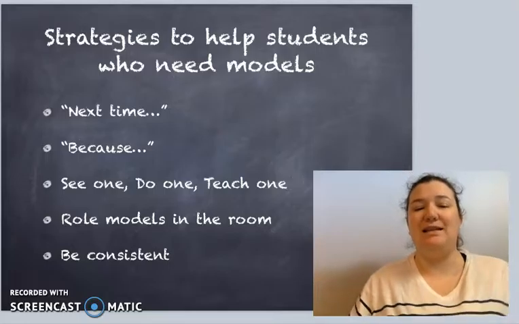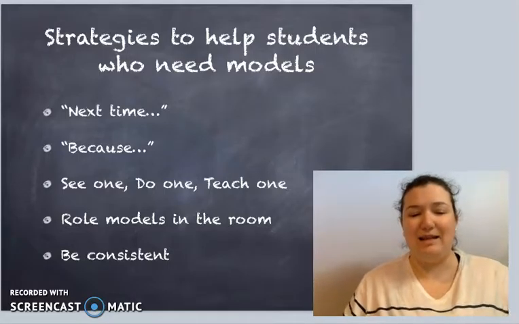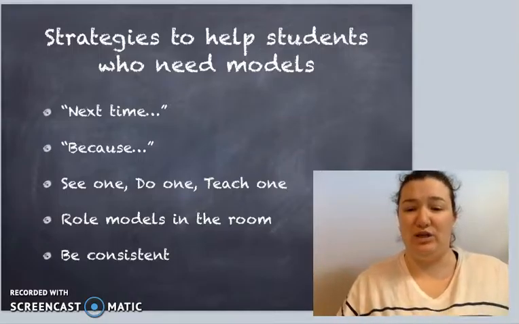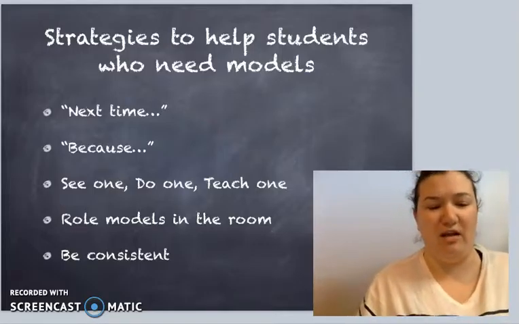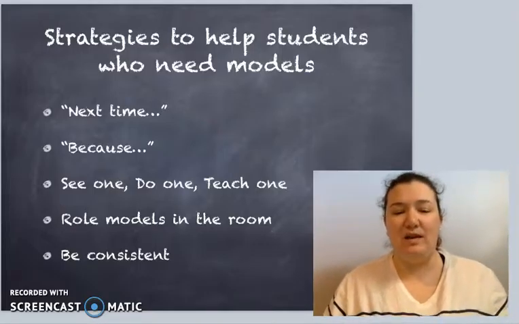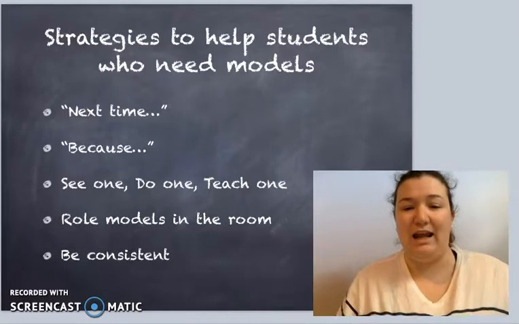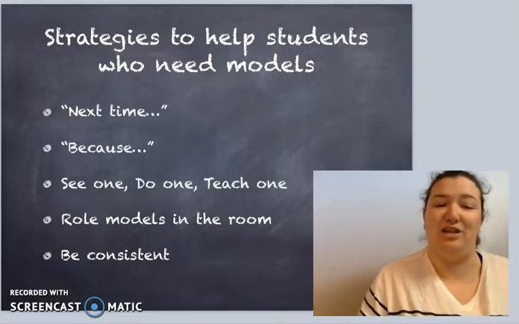So when a student is lacking a model, here are some strategies that you can work with. Use the phrase next time. This way students know your expectations for when they're doing a certain activity, and they know that next time, this is the expectation that they have to follow. You can also use the phrase because. Teach them why what they're learning is important, why they're learning it. If they see the rationale, they're more likely to understand why they need to do it.